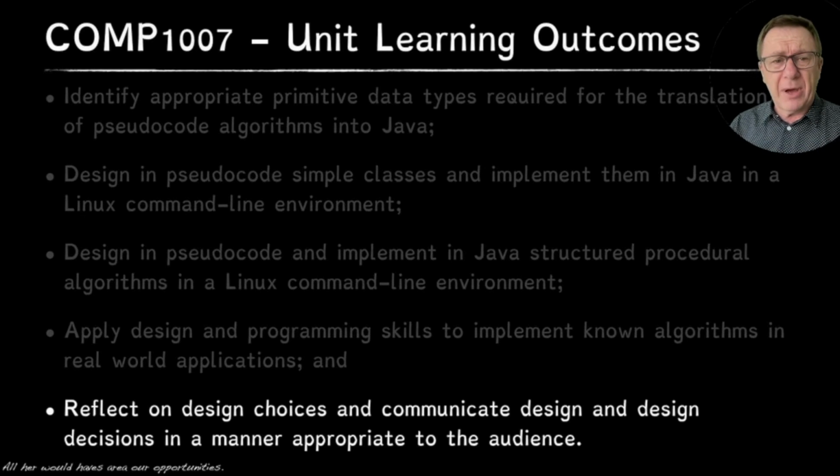What do we mean by that? We need to be thinking through the decisions that we make when we're designing programs. Why are we doing things? And then we need to be able to communicate these. And we need to be able to communicate these well because our clients, our customers are going to need to know why are we going to do it that way.